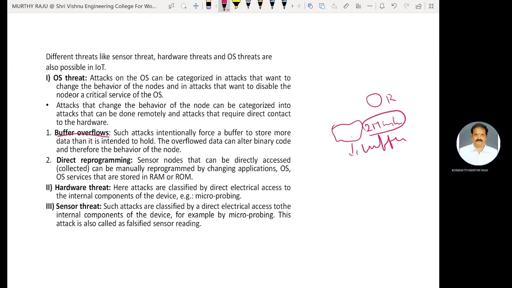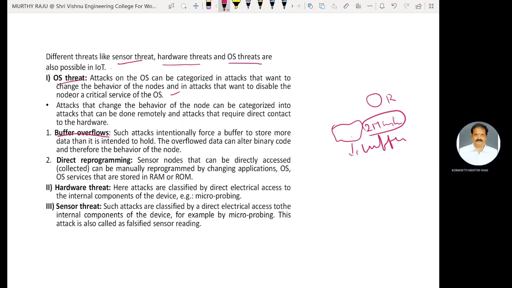Next one, operating system threat. Different threats like sensor threats, hardware threats, and operating system threats are also possible in IoT. Attacks on the operating system can be categorized into attacks that want to change the behavior of the nodes, and attacks that want to disable a critical service of the operating system.